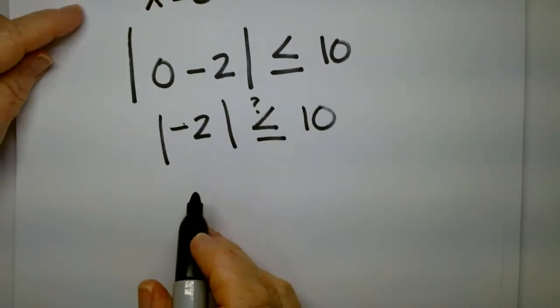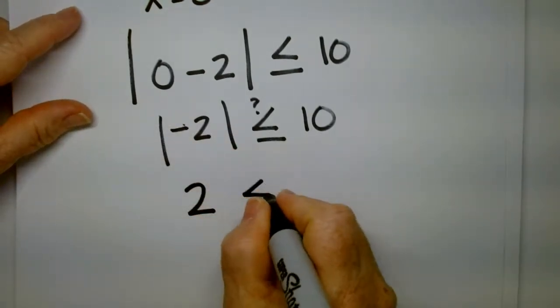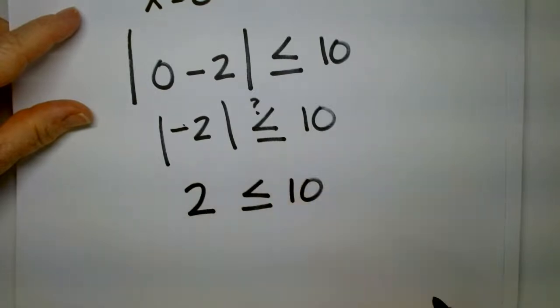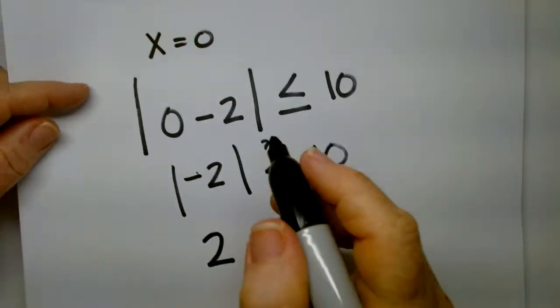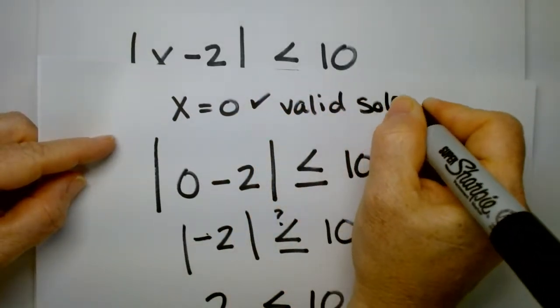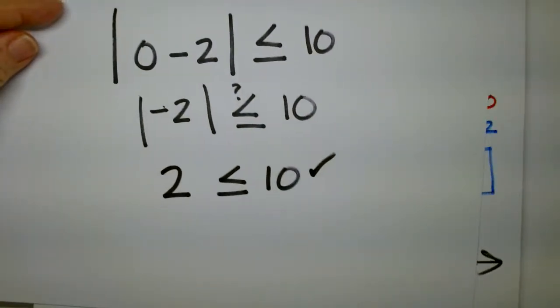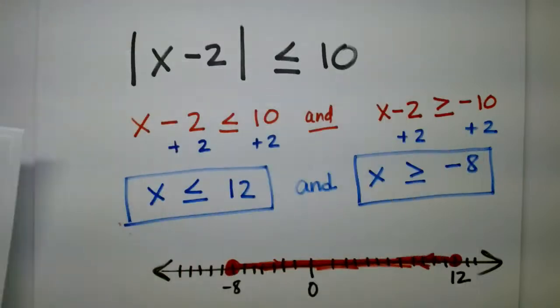Okay. So the absolute value of minus 2 is 2. Is 2 less than or equal to 10? If you had 2 cookies, do you have less than my 10? Yes, this is true. So 0 is a valid solution for x. Valid solution. Good, because that does equal 10, or I'm sorry, it is less than 10. Good. Okay. So somebody's asking for the definition of absolute value.